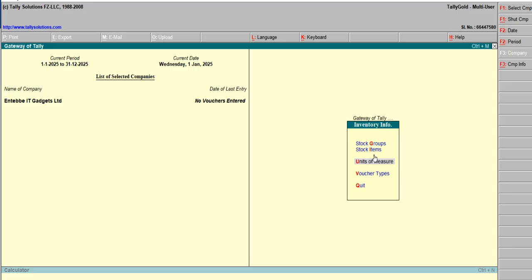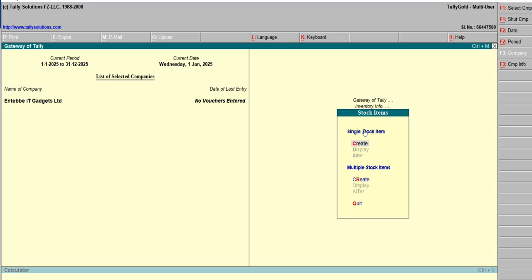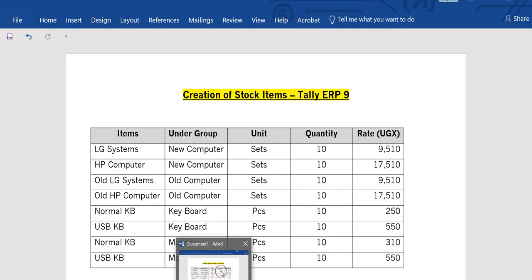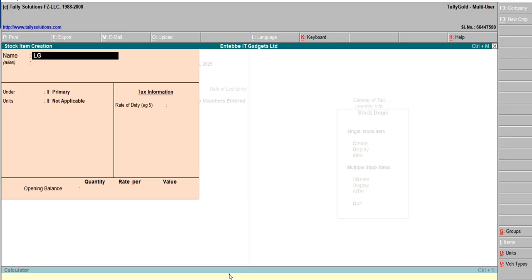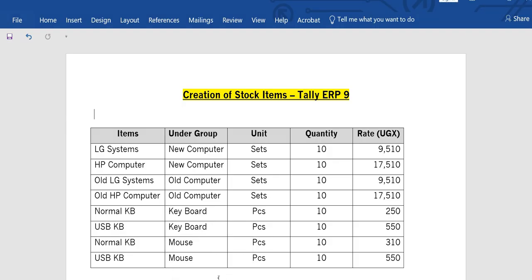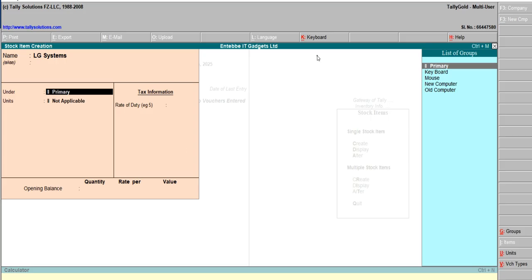So stock groups already created, units of measure we have created, stock items not yet. So let's create our stock items. Single stock item, create. Under names, the stock items, you have LOG systems. LOG systems are under new computer, so I'll select new computer under the list of groups.